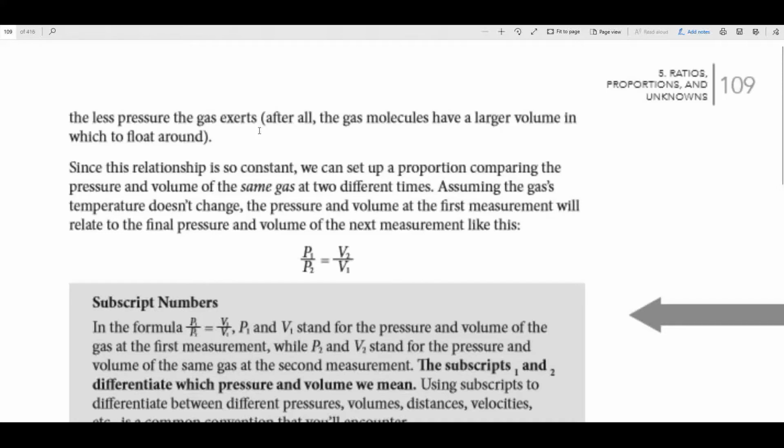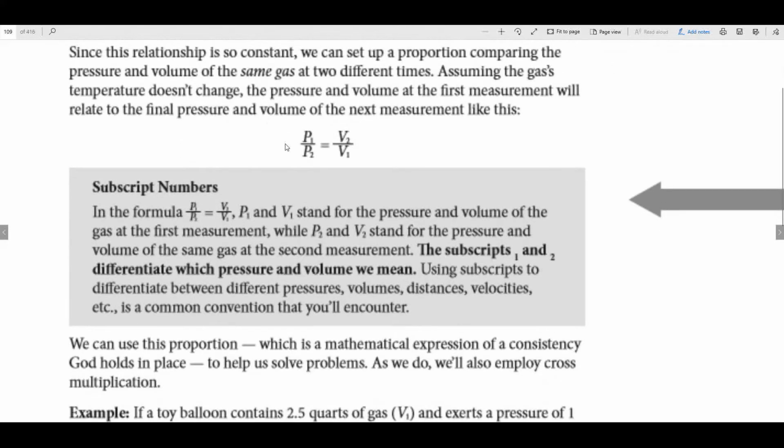Since this relationship is so constant, we can set up a proportion comparing the pressure and volume of the same gas at 2 different times, assuming the gas's temperature doesn't change. The pressure and volume at the first measurement will relate to the final pressure and volume of the next measurement like this: P1 over P2 equals V2 over V1. I don't know if I said that right.